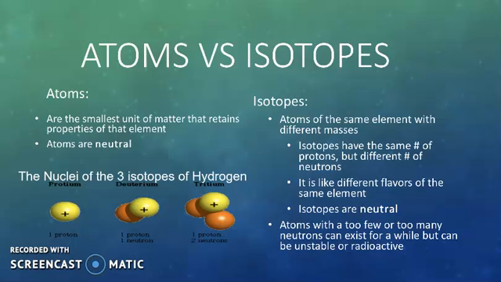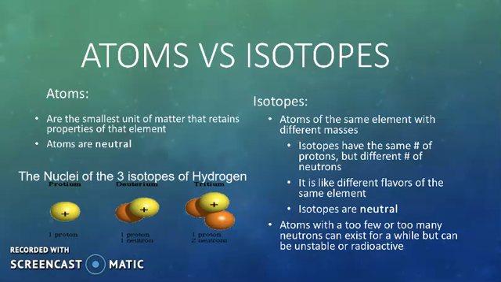Next, we have atoms versus isotopes. Atoms are the smallest unit of matter that still retain their properties of that element. Atoms are neutral. They are not charged. Isotopes are atoms of the same element with different masses. So they are the exact same element, same number of protons, possibly the same number of electrons as long as they're not ions, but they have different numbers of neutrons. So isotopes have the same number of protons but different numbers of neutrons. That's what an isotope is.